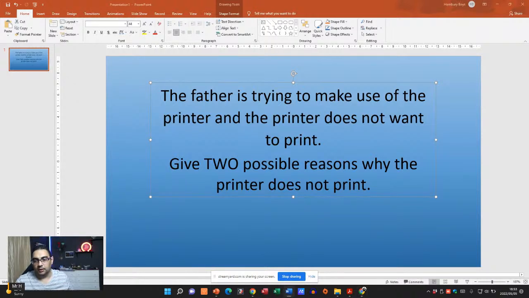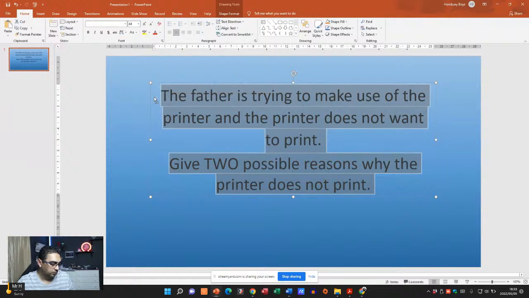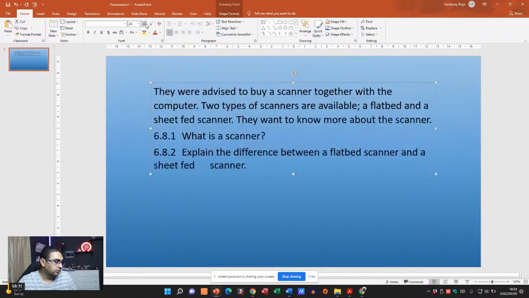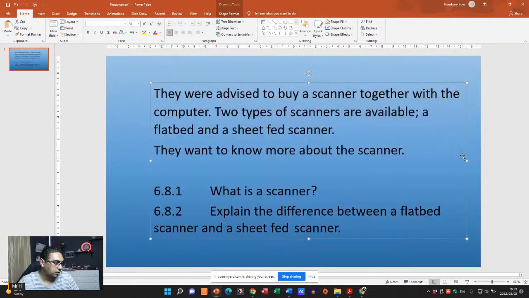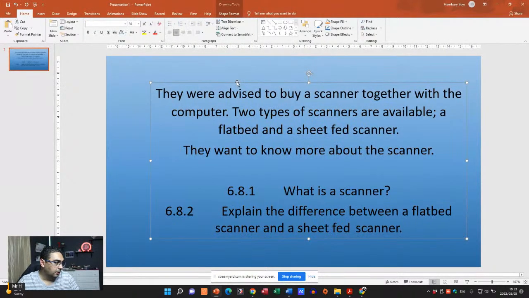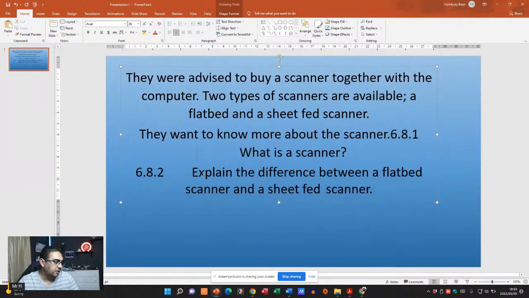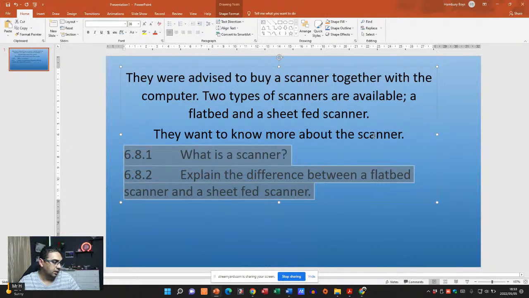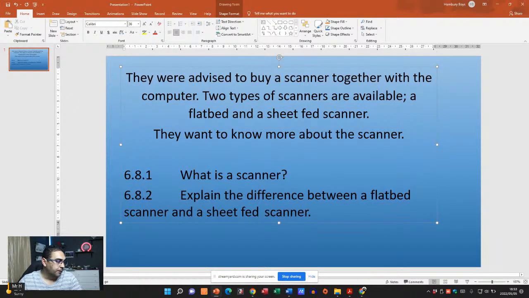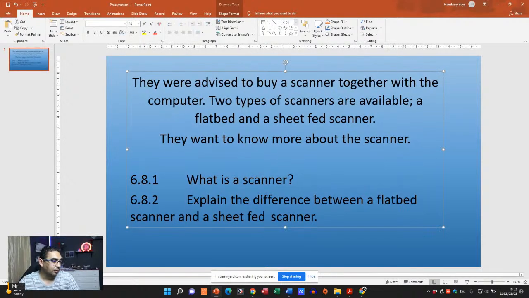Okay, here's one. Let's try and pick this one. Right, so here you can see they were advised to buy a scanner together with a computer, right? Remember, when you start reading this question, you can see it's scaffolding from something else.